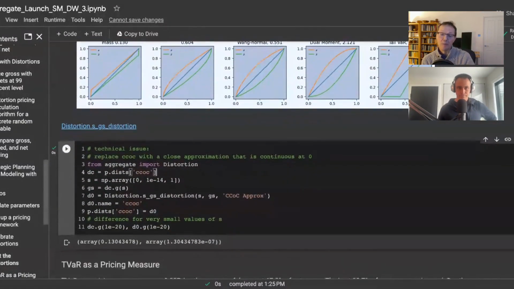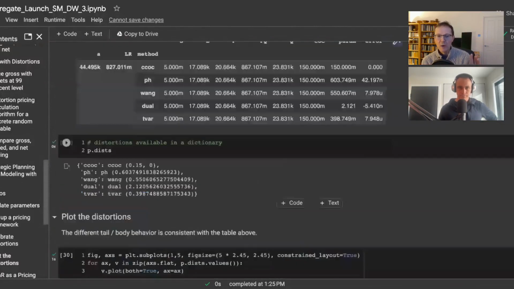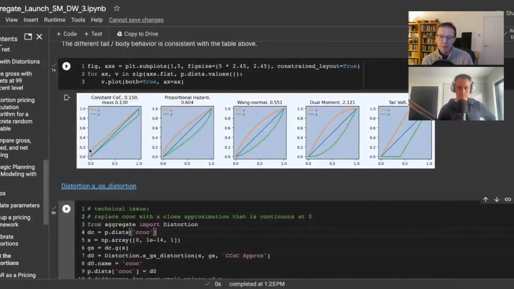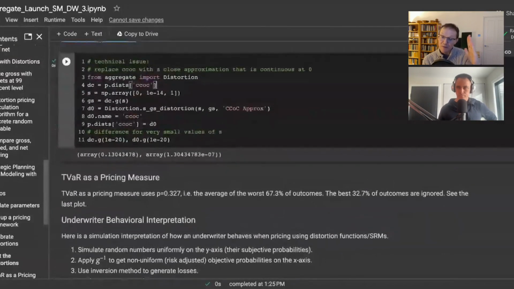There's a technical problem with the constant cost of capital distortion: it is not continuous at 0. It jumps up, and that's just awkward to deal with. So I want to get rid of that problem by approximating it with something that, rather than jumping up, goes up very, very steeply, but continuously. To the naked eye, it'll look exactly the same, but it is ever so slightly different.